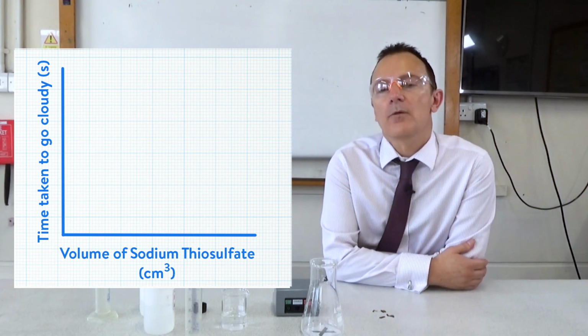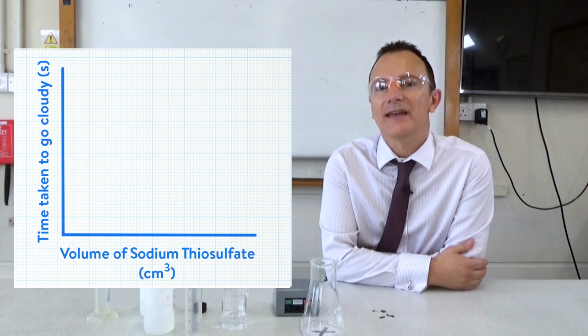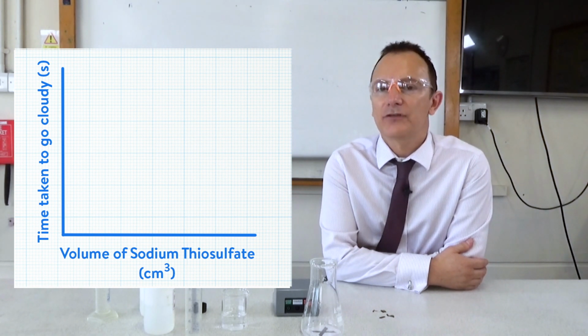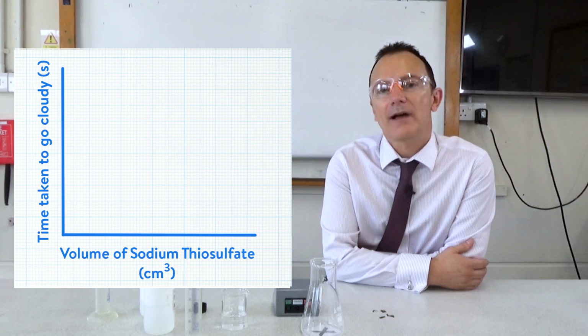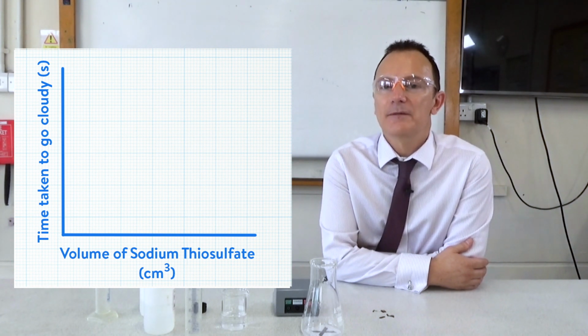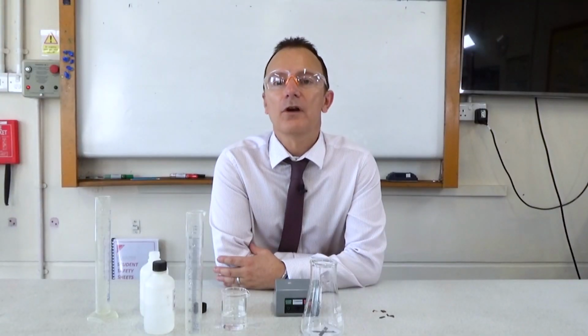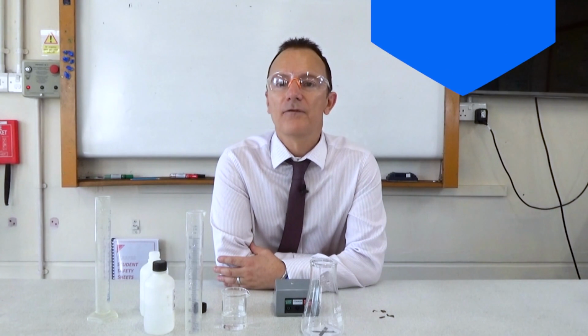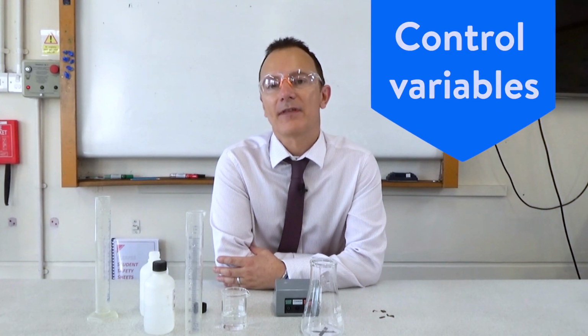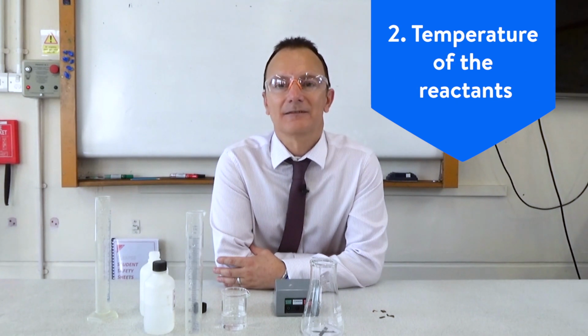Along the bottom, we have the volume of sodium thiosulfate because that's the independent variable that they have changed. Up the side, we would have the time taken to go cloudy in seconds because that's the dependent variable. It's important your students also know the control variables are the volume and concentration of the hydrochloric acid and also the temperature of the reactants.